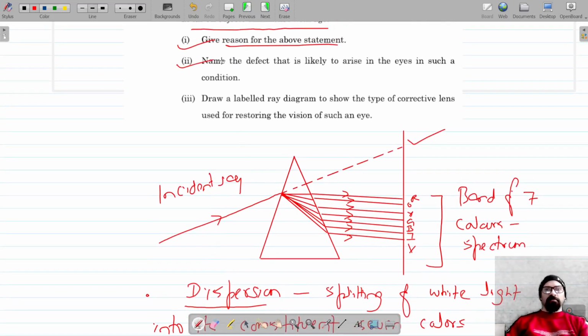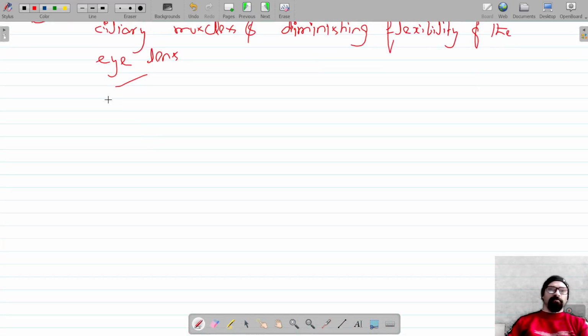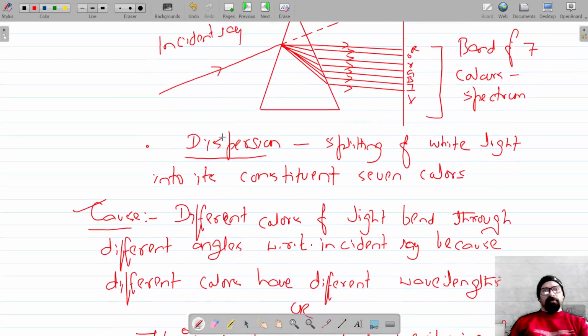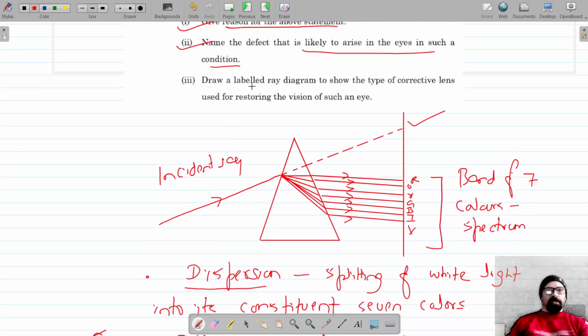Now name the defect that is likely to arise in the eyes in such a condition. So the defect here is presbyopia. Presbyopia is the defect due to which you are not able to see the nearby and the far off objects because of the gradual weakening of muscles. So it's because of the gradual weakening of the muscles that both myopia and hypermetropia occur in your eyes.